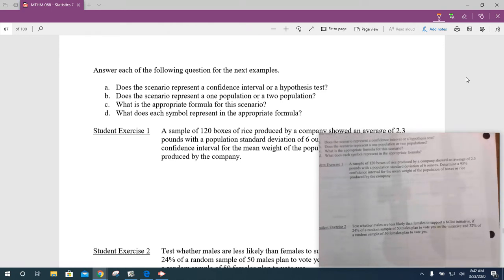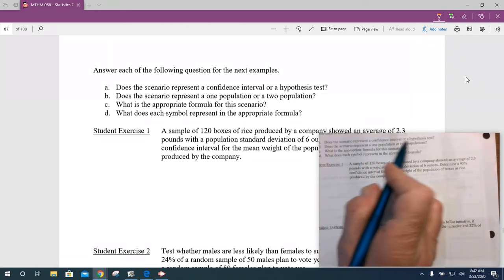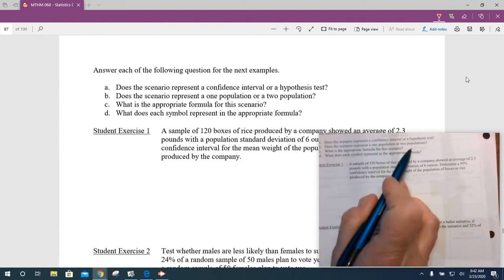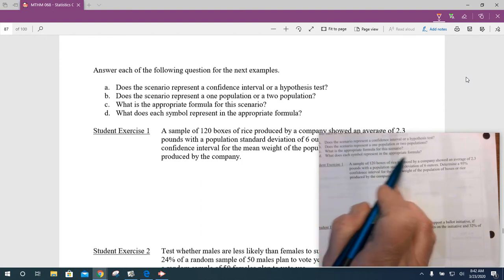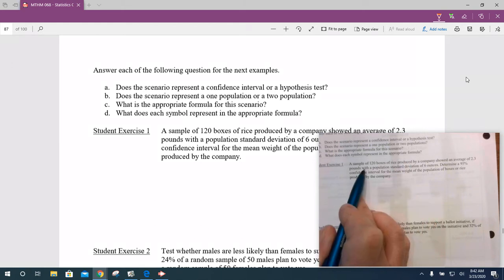So first of all, it says, answer each of the following questions in examples. Does the scenario represent a confidence interval, or is it a hypothesis? That's our first thing to check. Is it one population? Is it two populations? What's the appropriate formula? Okay, so we'll go back to that formula sheet. And what does each symbol represent in the formula sheet? Okay, so let's find the important information here.